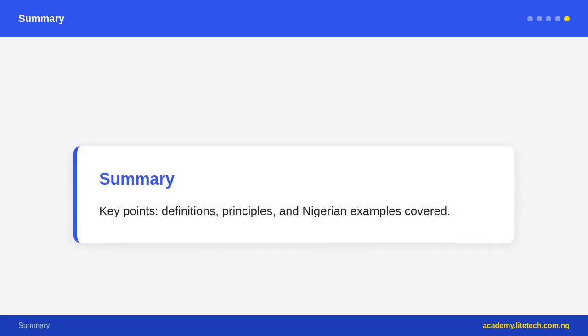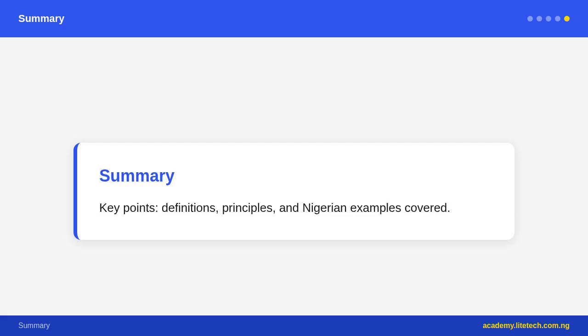Brittleness means a material breaks suddenly without bending or stretching. Cast iron and glass are brittle, they snap without warning instead of bending first. Brittle materials are strong in compression but weak in tension.